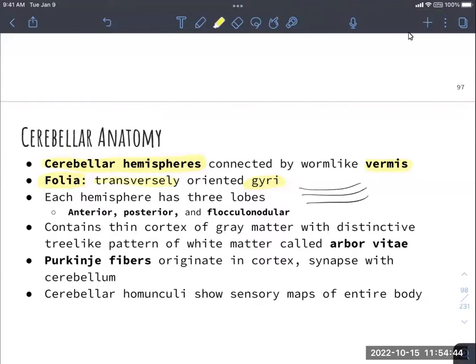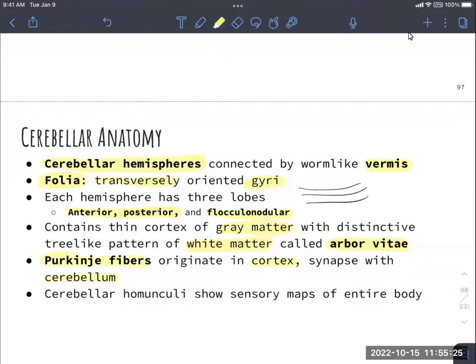Our cerebellum, you know how tiny it is? It's got three lobes: an anterior, a posterior, and a flocculonodular lobe. It has gray matter and white matter. The white matter is called arbor vitae. We also have Purkinje fibers. Purkinje fibers come from that cortex. They go into that cerebellum. They're going to connect with another nerve in that cerebellum to help communicate things.